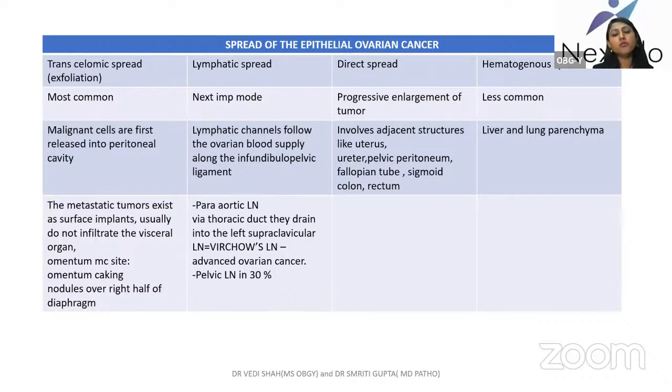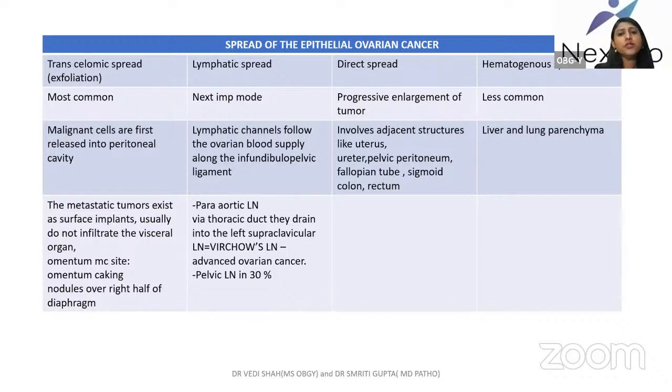Firstly, we have the transcoelomic spread. The other one is the lymphatic spread. Next is the direct spread into the adjacent tissues. And lastly, we have spread via blood. The transcoelomic spread means the spread of the tumor takes place via the coelomic cavity, that is, exfoliation of the malignant tumor cells takes place inside the peritoneal or coelomic cavity, and this is the most common route of spread.